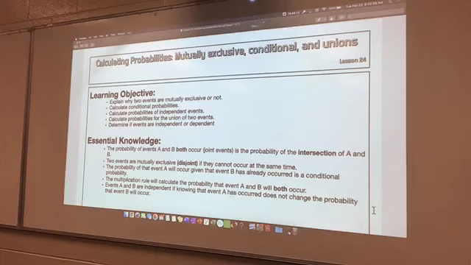Lesson 24, it's calculating probabilities, talking about mutually exclusive, conditional, and unions.